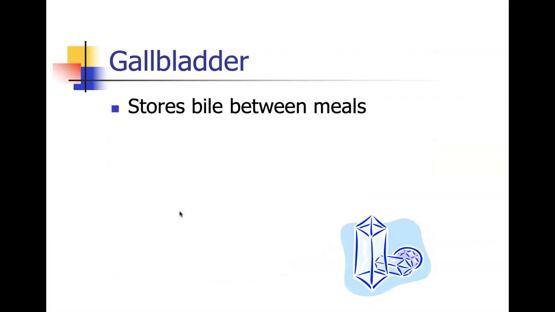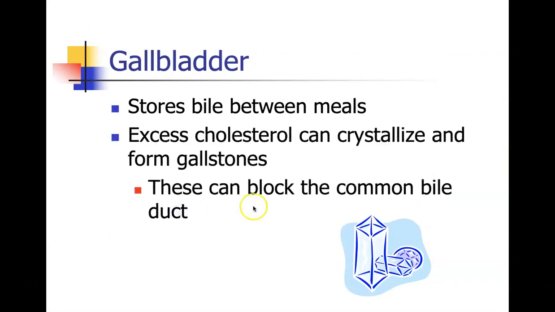The gallbladder is an organ that stores bile between meals. And excess cholesterol can crystallize and form gallstones. So the liver produces the bile and the gallbladder is storing the bile. If this crystallizes and becomes gallstones, this can be very painful because these can block the common bile duct. And so you can get spasms and other pain in that area if you're not able to move things through the common bile duct.